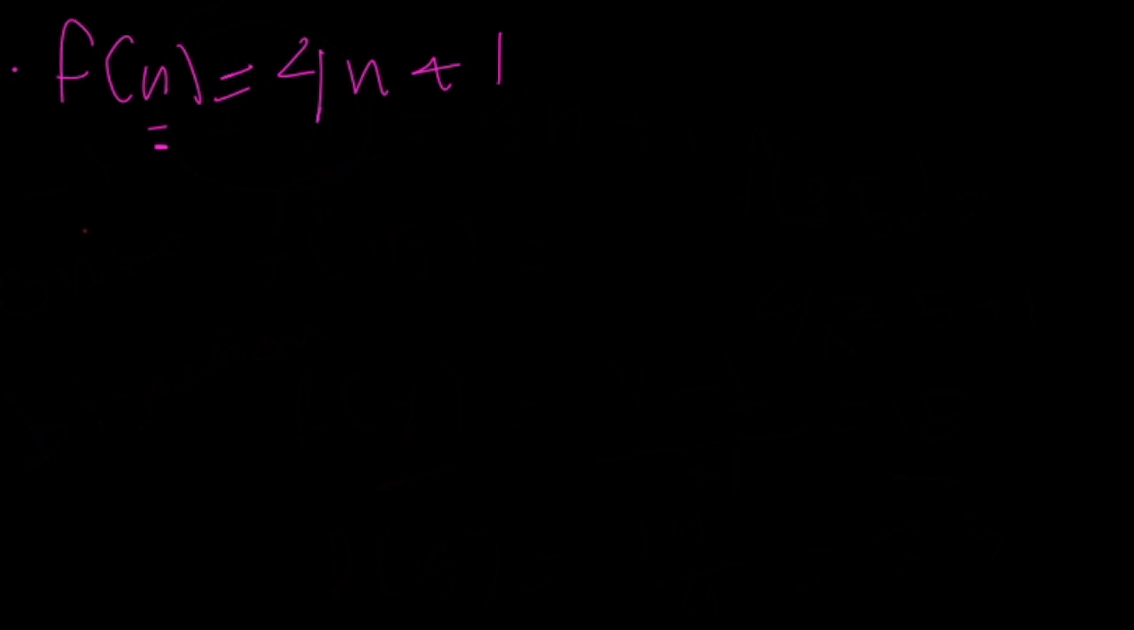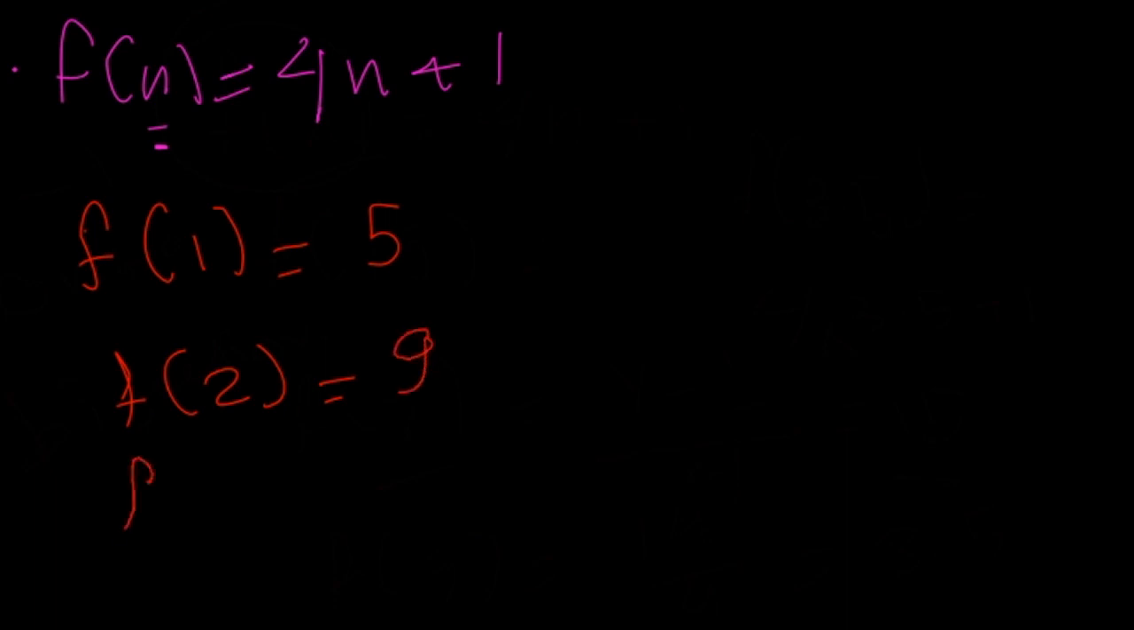Let's say take f of 1. How much is f of 1? 4 multiplied by 1 plus 1. So this is 5. F of 2 is 4 multiplied by 2 plus 1, so this is 9. How much is f of 3? This is 13. Now you can see that it is impossible to have one n value with the same image in the domain. There is no pre-image in the domain.